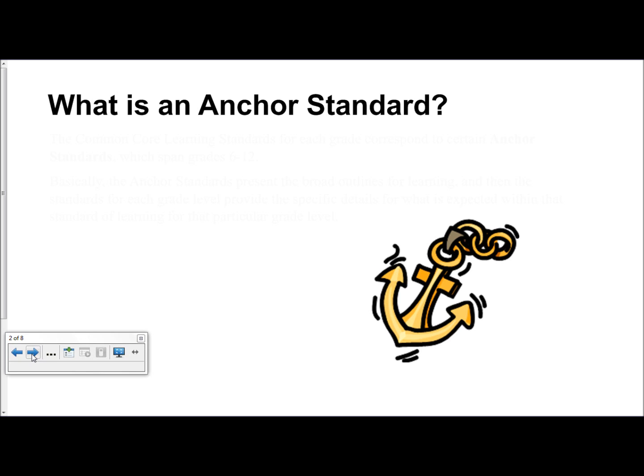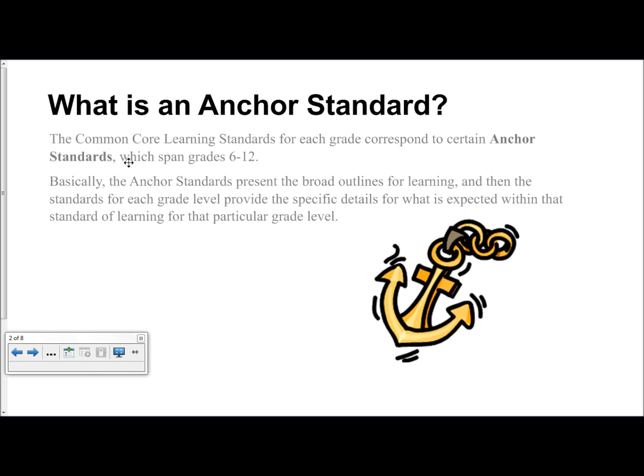But before we get started, I'd really like to bring your attention to the double entry journal that you're going to be using throughout the introductory module. Capture your thoughts as we go along. The Common Core Learning Standards for each grade correspond to the anchor standards, which span grades 6-12. Basically, the anchor standards present the broad outline for learning, and then the standards for each grade level provide the specific details for what is expected within the standard of learning for that particular grade level.